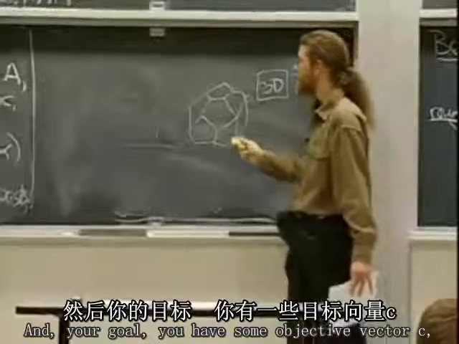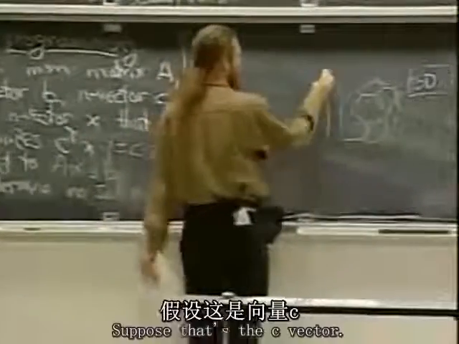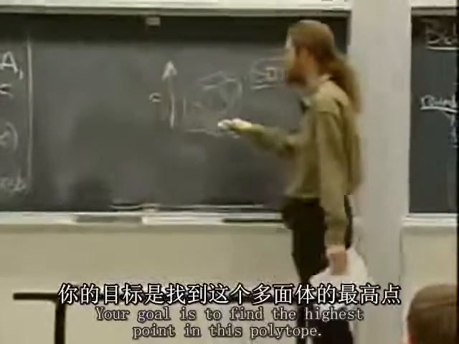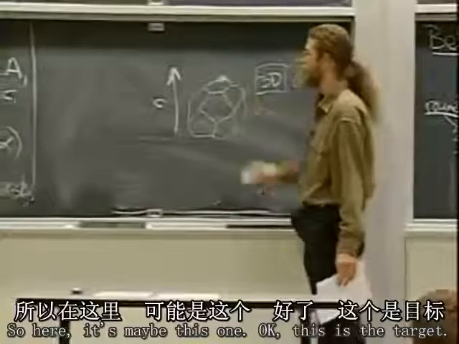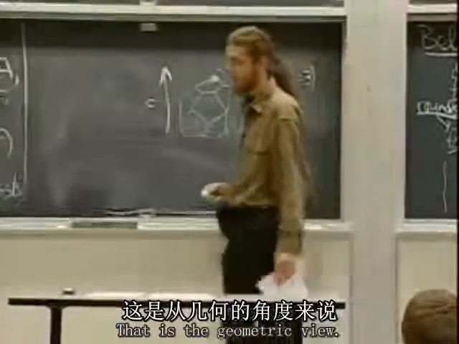And your goal, you have some objective vector c, let's say up. Suppose that's the c vector. Your goal is to find the highest point in this polytope. So here it's maybe this one. Okay, this is the target. This is the optimal x. That is the geometric view.